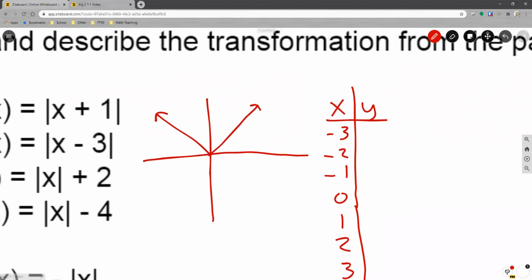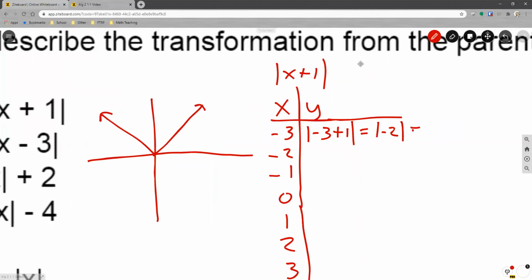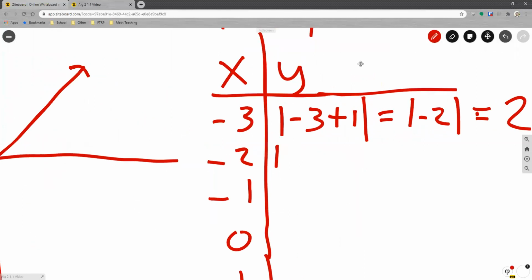So I'm going to plug these values in one at a time. Remember, my function is just x plus 1 in absolute value. I'm going to write this first one out. I'm plugging in -3 plus 1 into my absolute value, which is going to be the absolute value of -2, which is actually equal to 2. I'm going to do this for each of these.